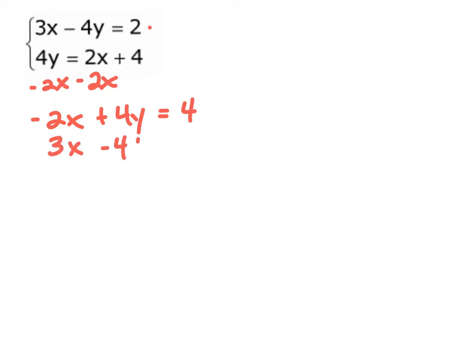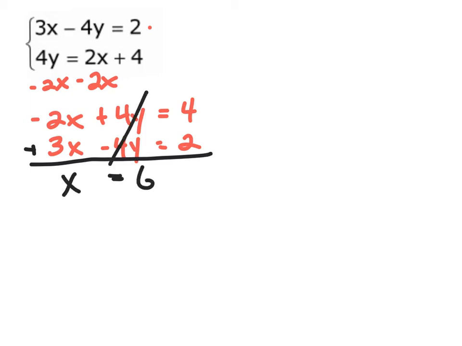3x minus 4y equals 2. And what I'm going to do is add these two equations together since I have opposites. My y values are opposites. So I get x, my y's cancel, equals 6. There's nothing to solve for.